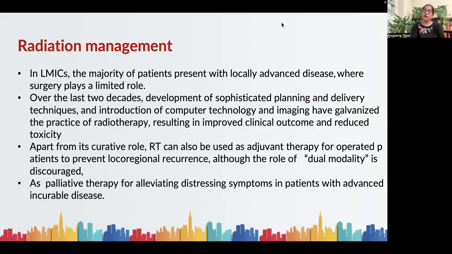Apart from its curative role, radiotherapy can also be used as adjuvant therapy for operated patients to prevent loco-regional recurrence, although the role of dual modality is discouraged. It can also be used as palliative therapy for alleviating distressing symptoms in patients with advanced incurable disease.